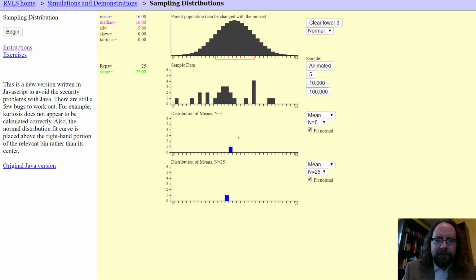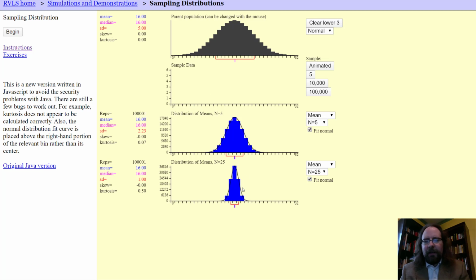So that's it, just computing one sample with one mean. Now that doesn't give us a distribution, it gives us one value. So I'm going to fast forward this process, and I'm going to have the applet do this 100,000 times. So here it will draw the distribution for 100,000 samples of size 5, and here will be 100,000 samples of size 25. So let's do that, and let's see what it does.